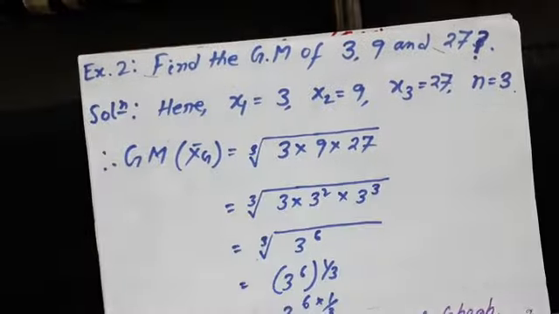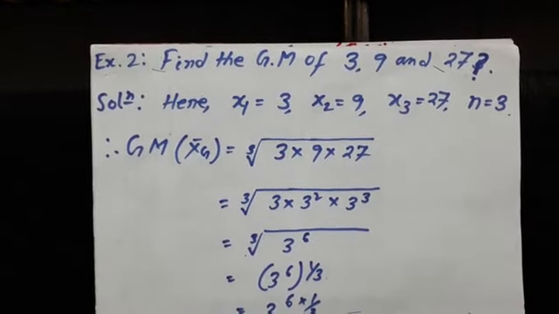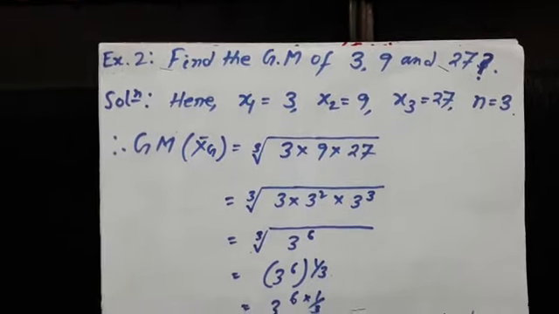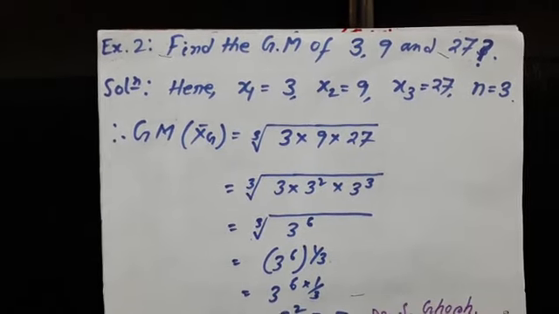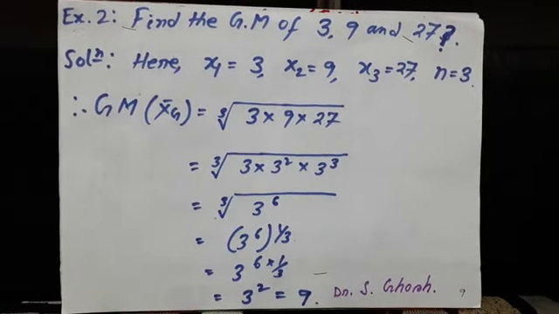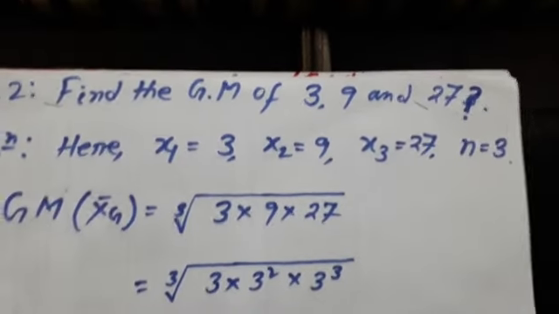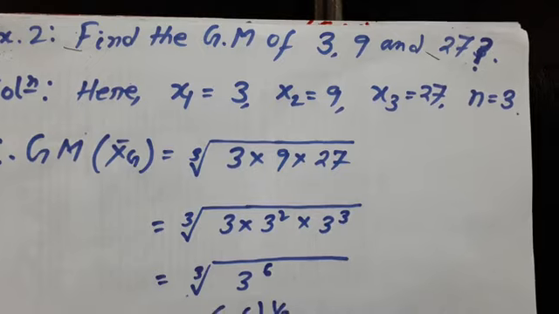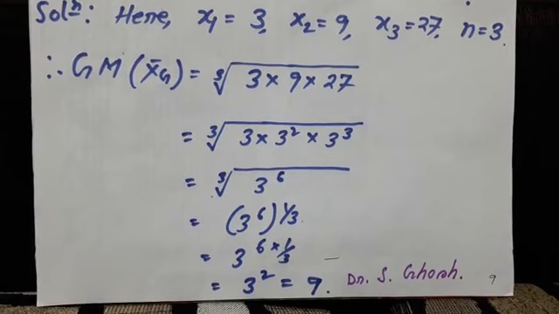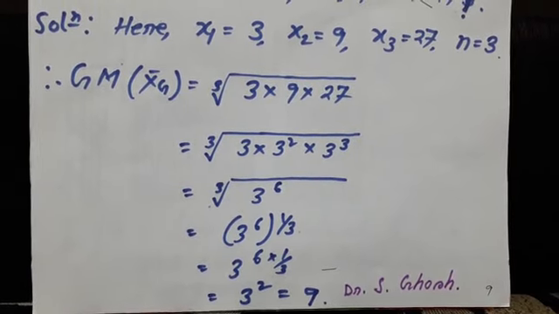This is the example where there are two observations. Suppose there are three observations. Here you have to find out the GM. Same, x1 equals 3, x2 equals 9, x3 equals 27, and number of observations is 3, n equals 3. Now applying the formula, cube root over 3 into 9 into 27.